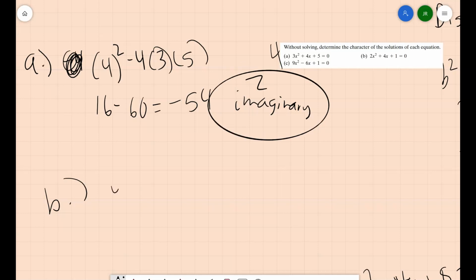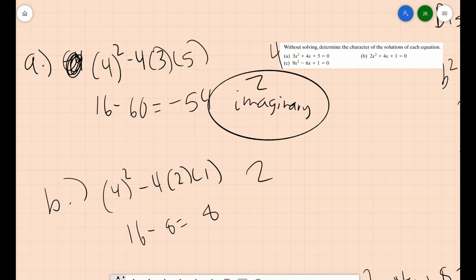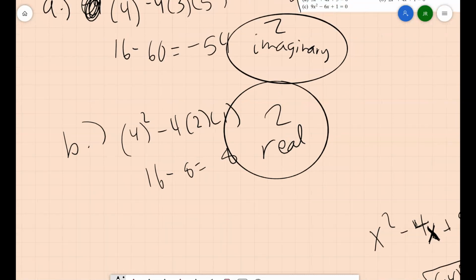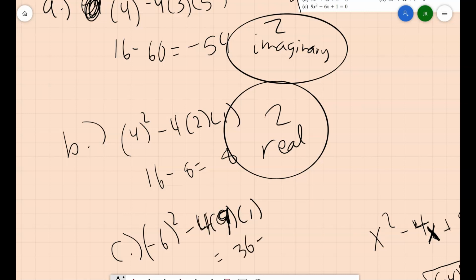Part B. It's going to be 4 squared minus 4 times 2 times 1. That's going to be 16 minus 8. That's 8, so it's positive. That means the nature of my solutions are going to be two real or purely real solutions. And then part C is going to be negative 6 squared minus 4 times 9 times 1. That's going to be positive 36 minus 36. That's 0. And when I get 0, it's one purely real solution.